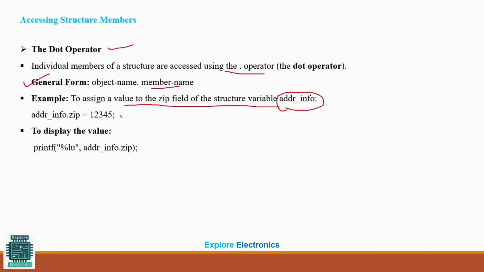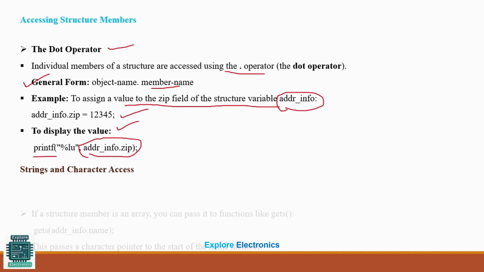Now it is for assigning, and for display what we have to write here is printf with the format specifier %ld, and then address_info.zip to display the value. You have to mention it like this. And strings and character access. Now, how to do that?